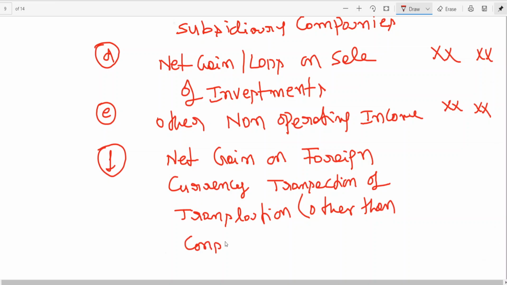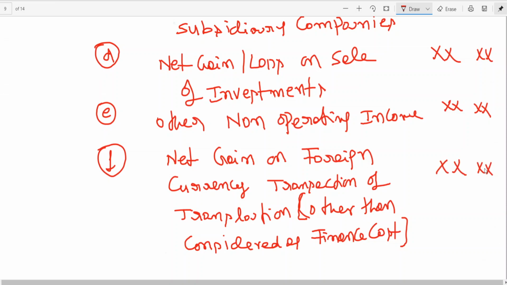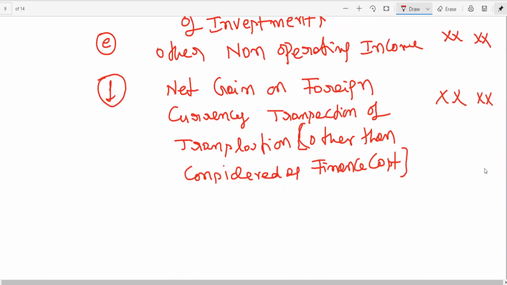Other than those considered as finance cost, like interest on loan, etc. Foreign currency transaction other than finance cost will be taken here. But these two things you may very rarely come across. But having said that, in a problem you may get it also. I think this is your total.